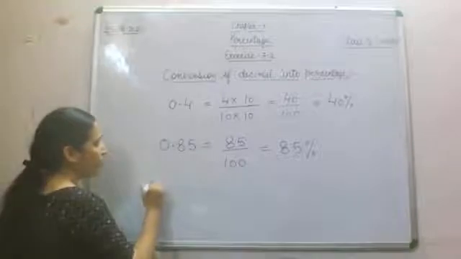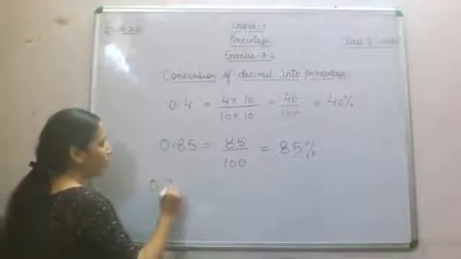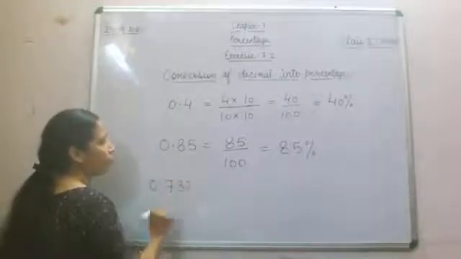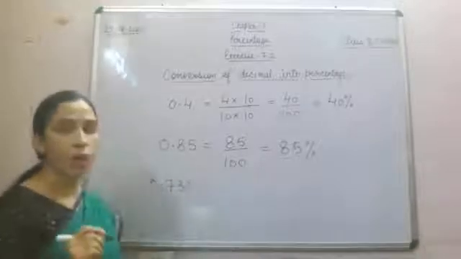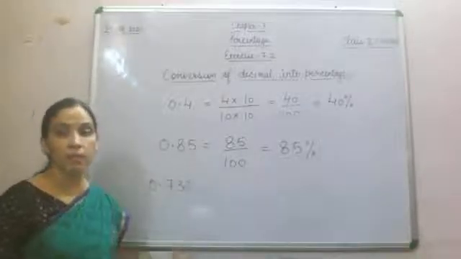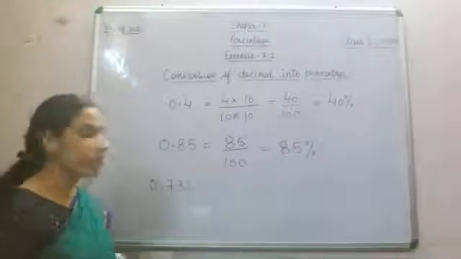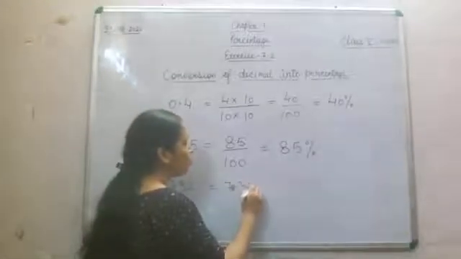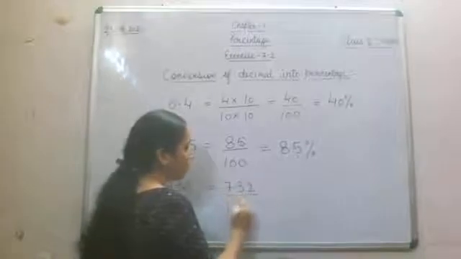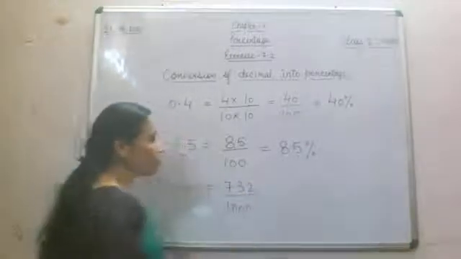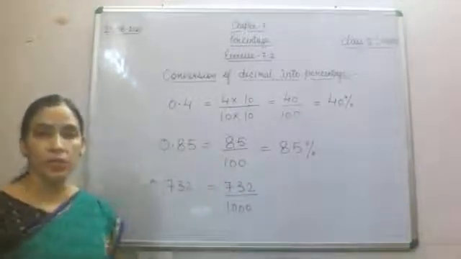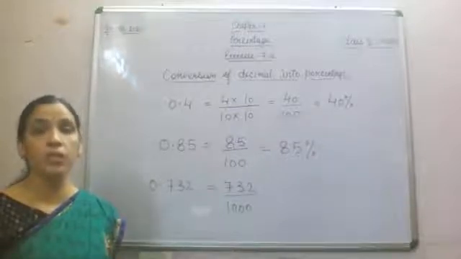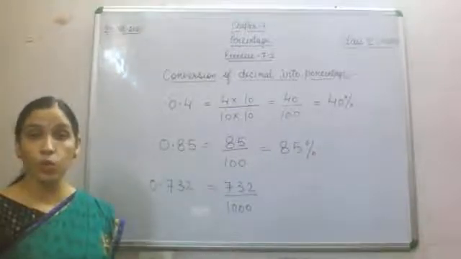Now here you have 0.732. Now what happened? You have 3 decimal places. How will you do it? What we will do is 732 divided by 1000. So how will we write it as a percentage? Can you write it as a percentage? Yes, we can write it as a percentage.